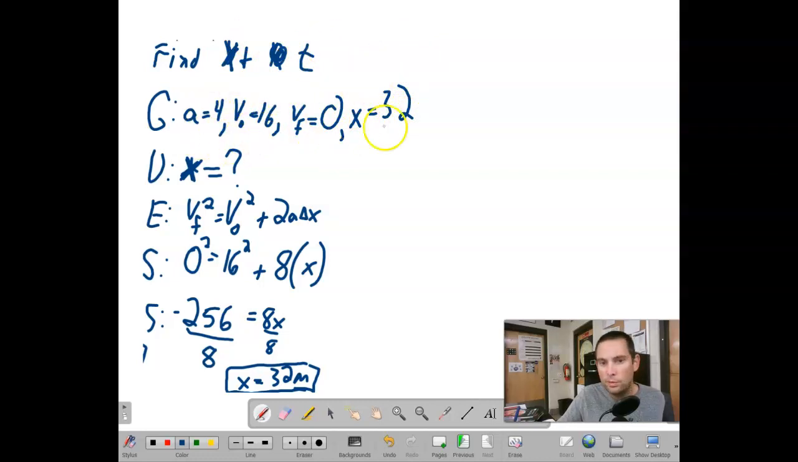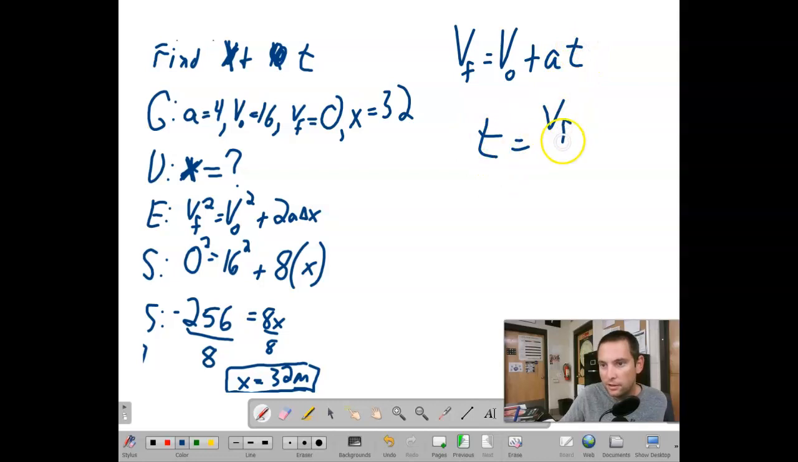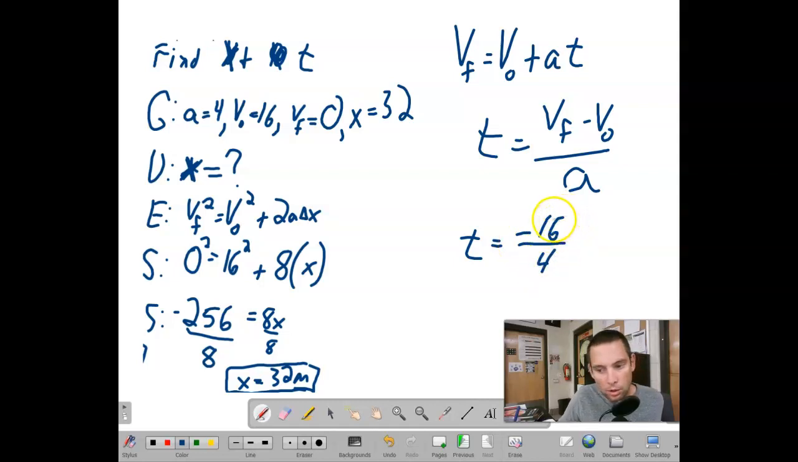Let's see here. Vf, 0, v naught. So let's use velocity as a function of time. Vf equals v naught plus at. Solving for t, we get Vf minus v naught divided by a. So we have t equals negative 16 divided by a, which is 4. Oh, Mr. Scopetis, you forgot your negative. We're slowing down to a stop, so we have a negative acceleration there. So that would be a negative acceleration.